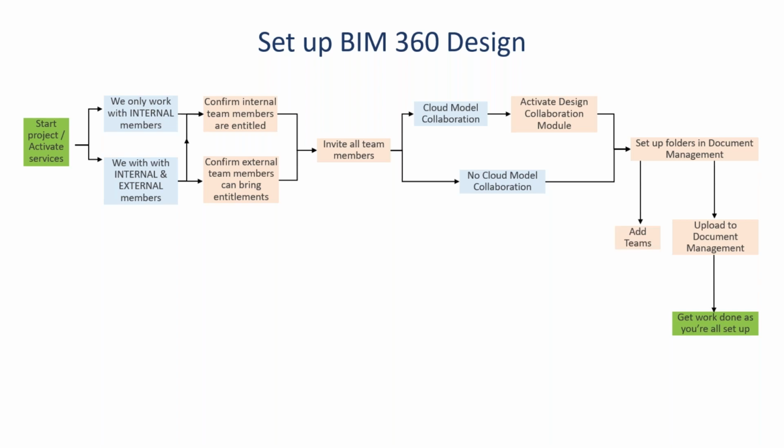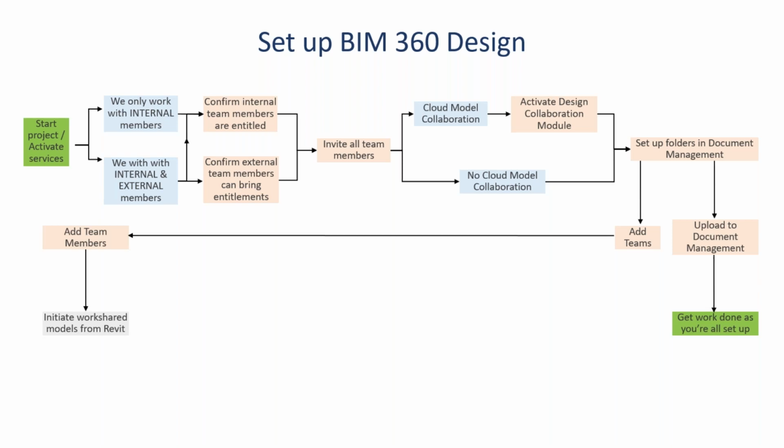After you've done this, you will start adding the teams. For example, the architects, the structural engineer, the mechanical engineer, etc. And you will add team members. You will then need to initiate the workshared models from Revit. Once you've done this, teams might use one of three linking methods: live linking, linking with a shared method, or linking with a consumed method.